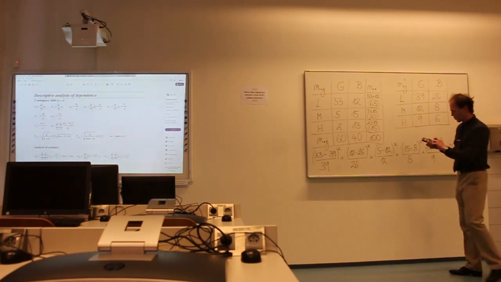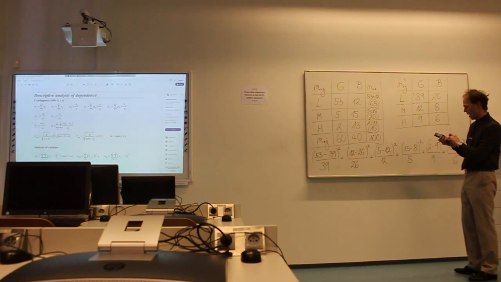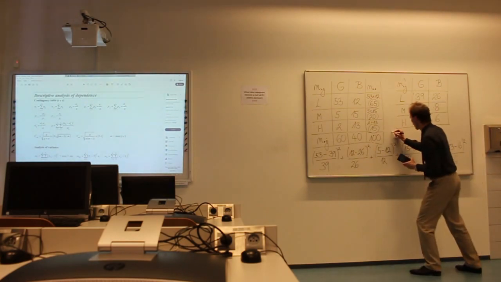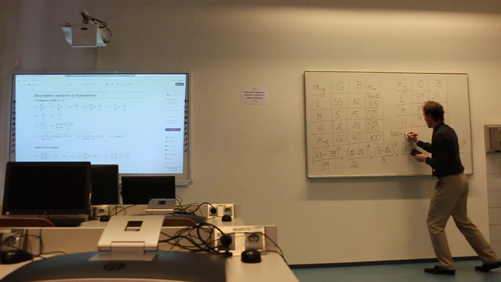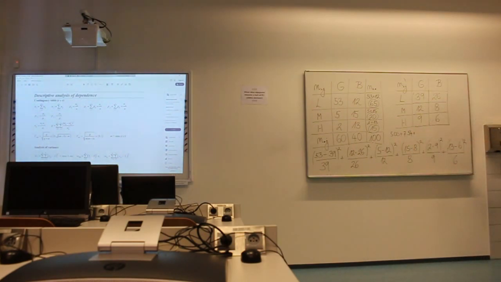So 53 minus 39 squared divided by 39. I will use only 2 decimals, yes? It will be enough. 5.03. 5.03 plus 12 minus 26 squared divided by 26 is 7.54. 7.54 plus 5 minus 12 squared divided by 12 is 4.08.